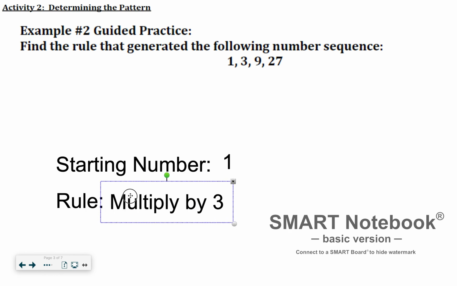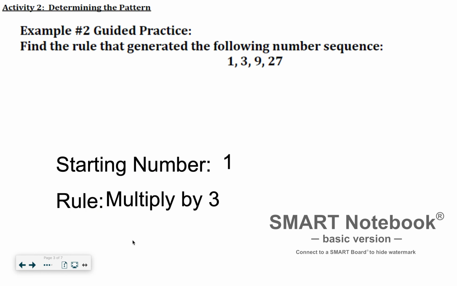So don't get tricked up. Don't always say add or subtract. This one was multiply, because the numbers aren't just adding 2. The number isn't just increasing by 2 every time. You need to multiply by 3 to reach the next number in the number sequence.